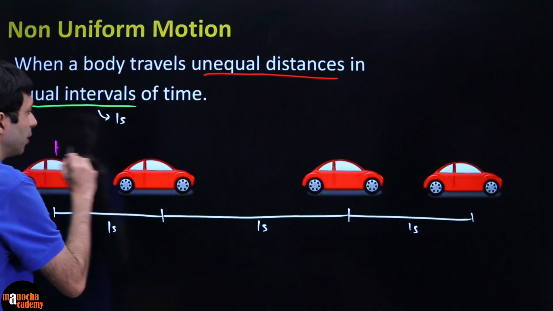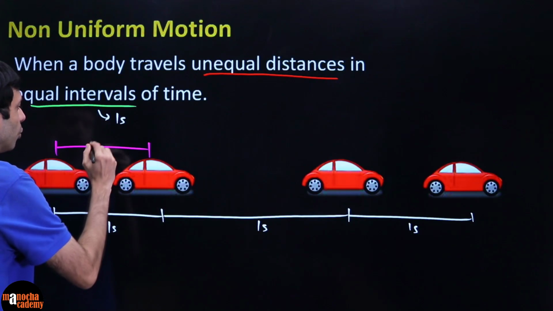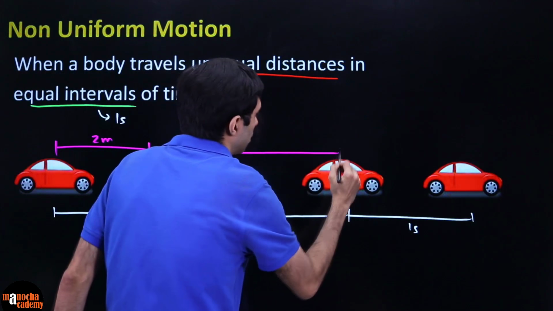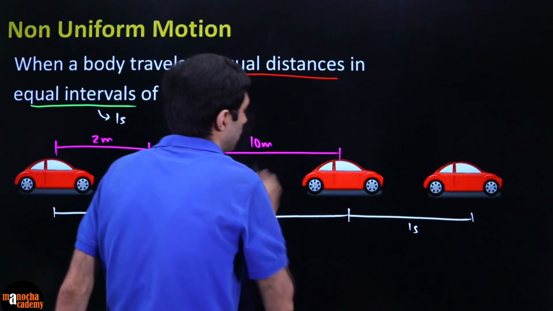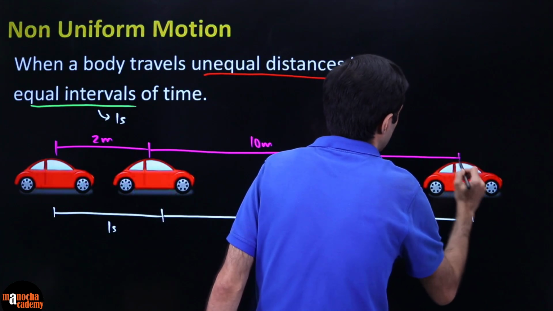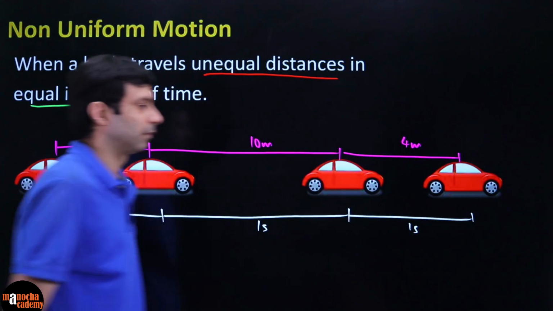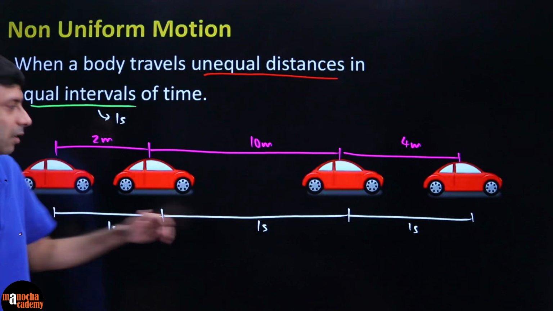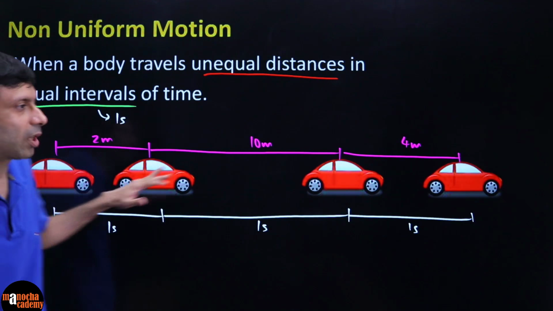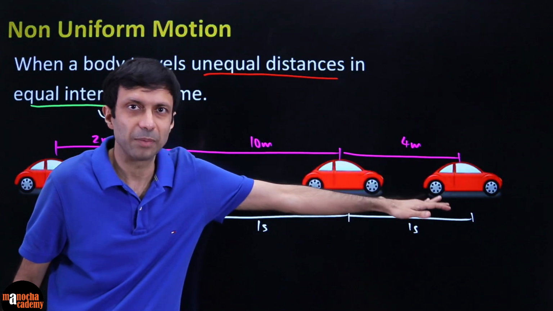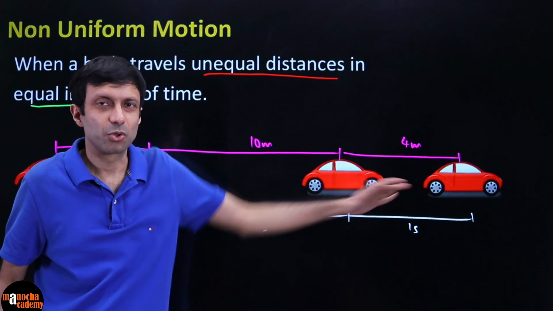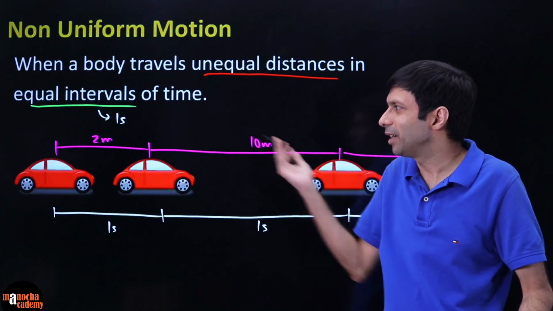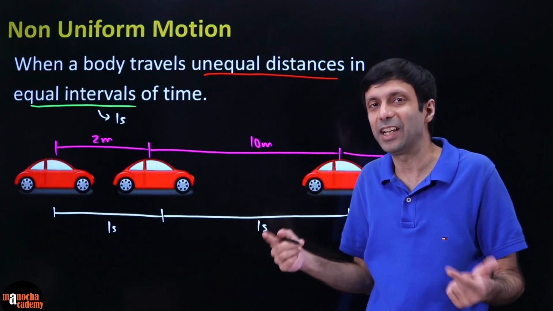But when it traveled from here to here, let's say it moved only 2 meters. But when it went from here to here, let's say it moved 10 meters. But when it went from here to here, it moved 4 meters. So can you guys see what is happening? In equal time intervals, sometimes the car is moving slow, sometimes it's going fast. Again, sometimes it's going slow. So can you see that it is covering unequal distance in equal intervals of time?